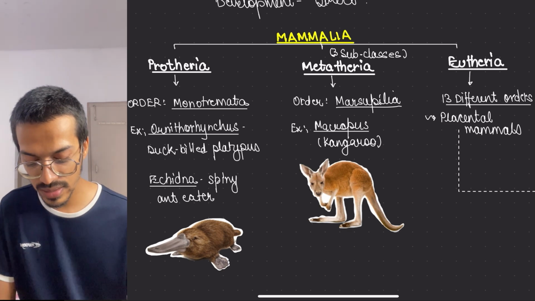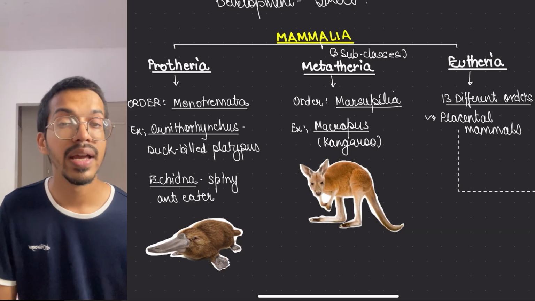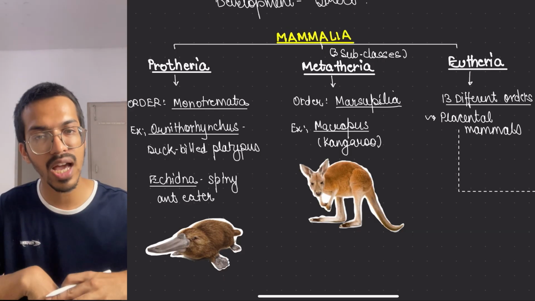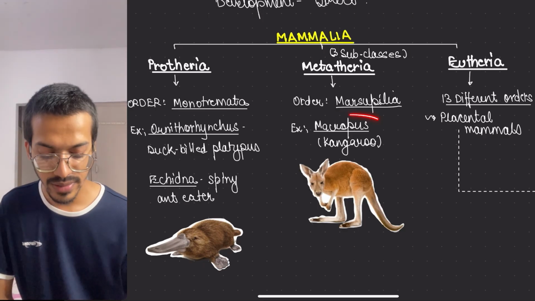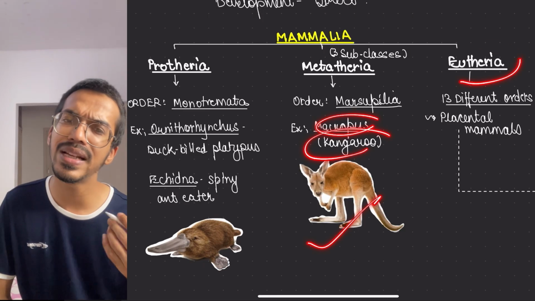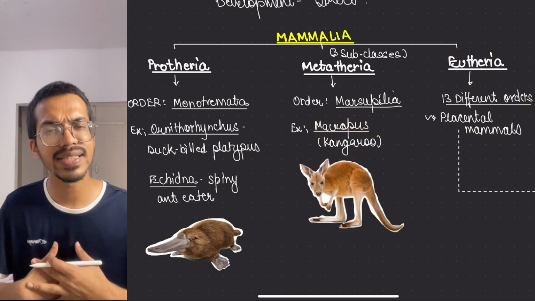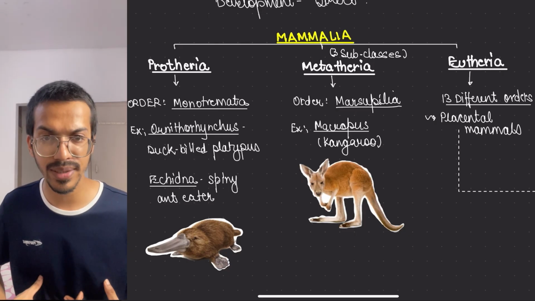Then comes the Metatheria. Metatheria are what? They are the marsupial order. In marsupials, what happens? They have a pouch kind of a thing in which they put their young ones for a certain period of time, like your Macropus, kangaroos. Then Eutheria. Eutherians are also called placental mammals, which have a placenta present. Okay. Now placenta is what? It is a covering around the newborn baby when it's growing inside the body of the female.